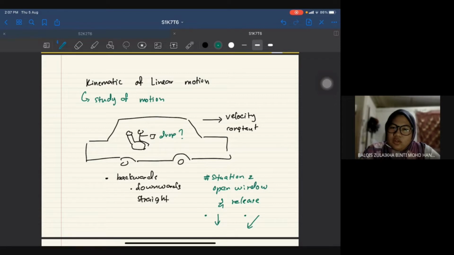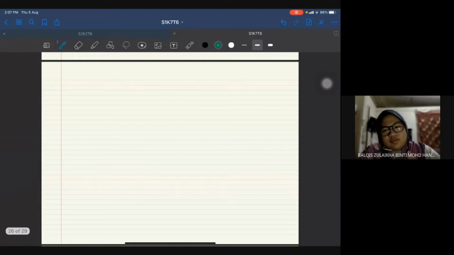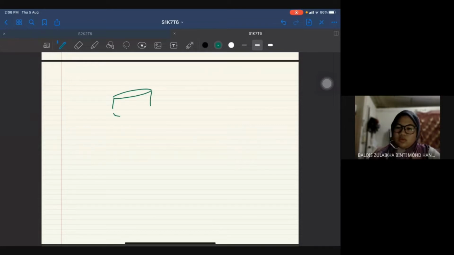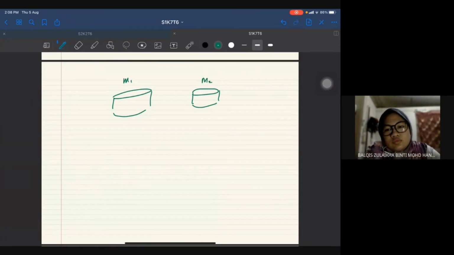Okay, interesting. Okay, one more example. Let's say now, next to me there is a songkok box. You see it? A songkok box, and then another, the songkok itself. The songkok box obviously has less mass. So obviously M1 is less than M2. So when you release them at the same time, which one will reach the ground first?